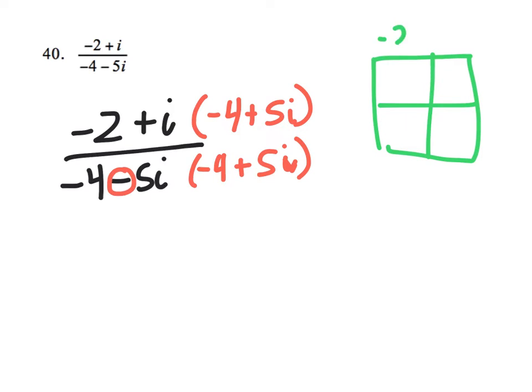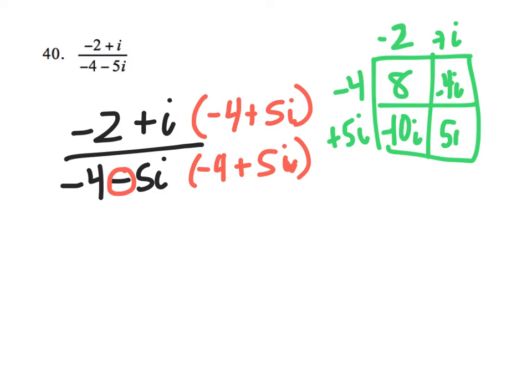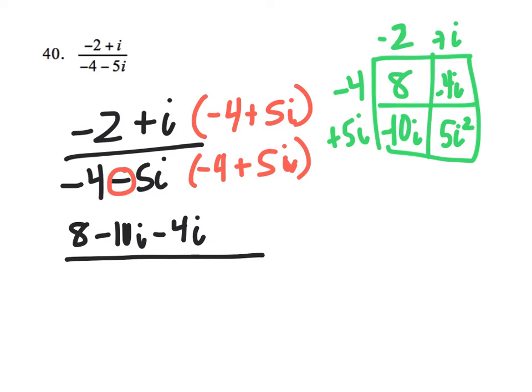On top, we have -2. Sorry, I skipped to the next slide. Now I'm back. We have -2 plus i, and -4 plus 5i. If we multiply -2 times -4, we have 8. -4 times i, -4i. 5 times -2 is -10i. And then 5i times i is 5i squared. If I rewrite this as one big fraction, on top we have 8 minus 10i minus 4i, and then plus 5i squared.